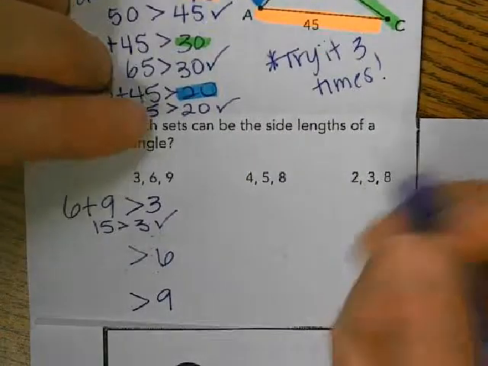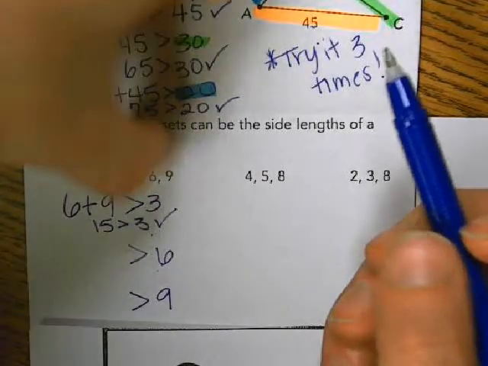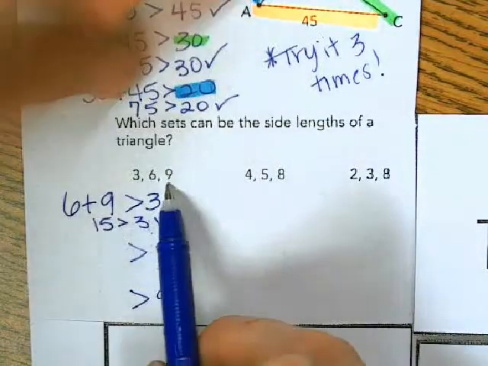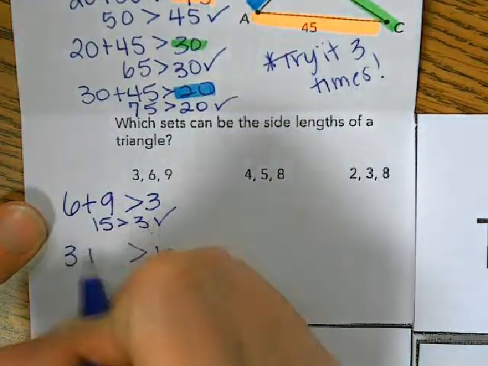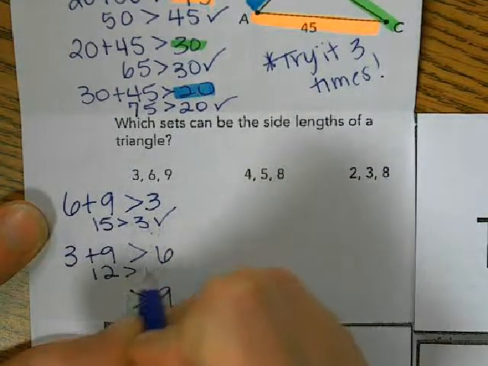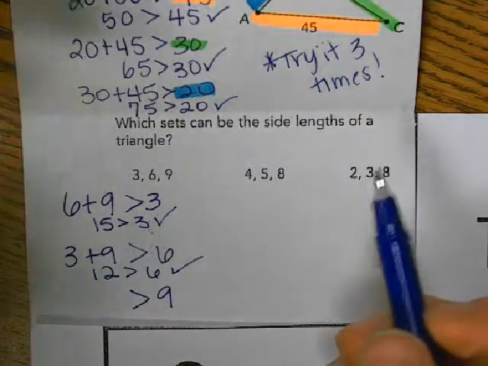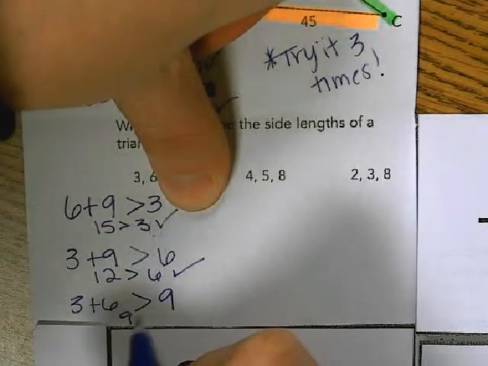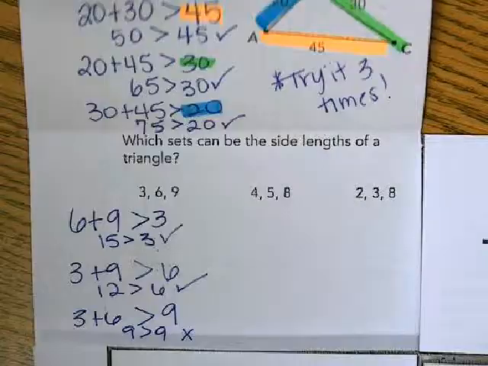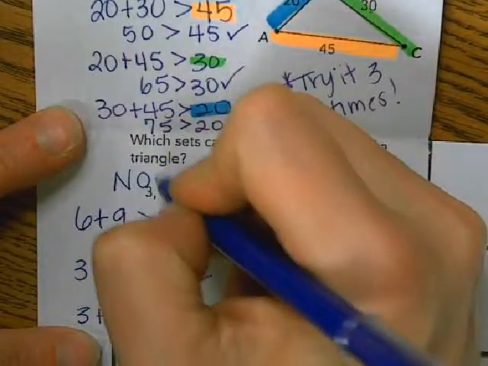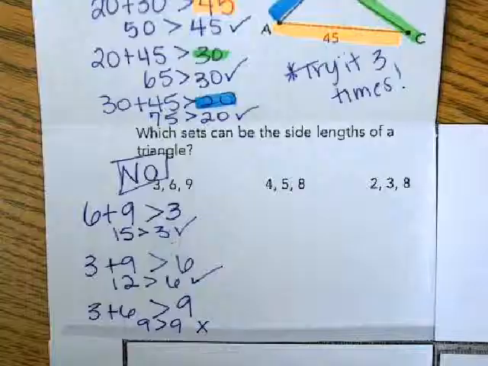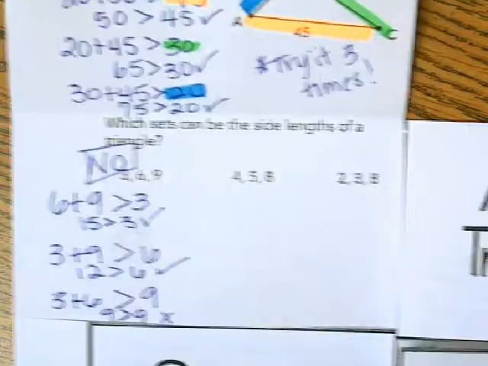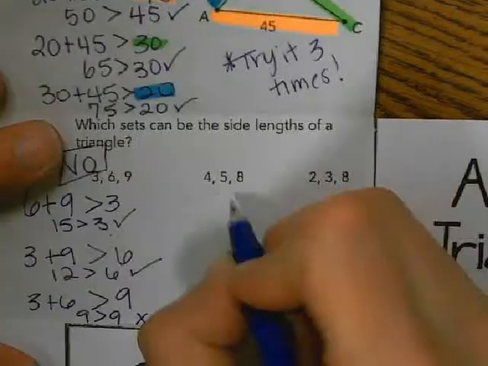So yes. Now I'm going to cover up the 6, and what's left over is 3 and 9. So I say 3 plus 9, is that greater than 6? Yeah, 12 is greater than 6. Then I'm going to cover up the 9, and I'm going to say 3 plus 6. Is that greater than 9? No, 9 is not greater than 9. So this one cannot be a triangle. Does that make sense?